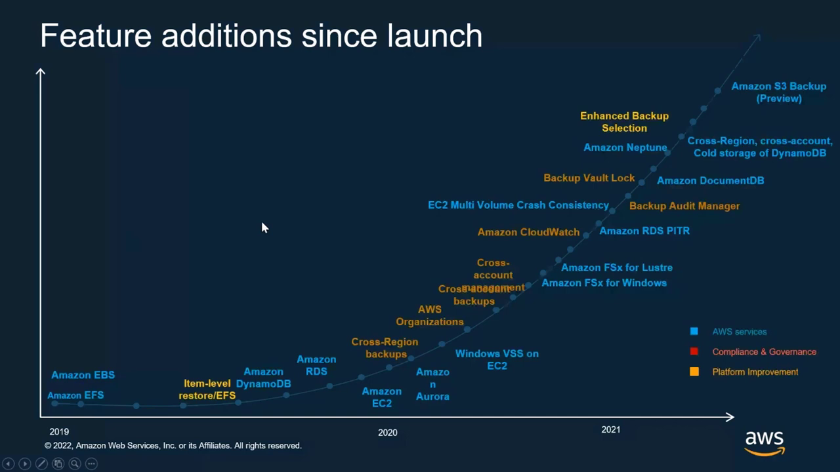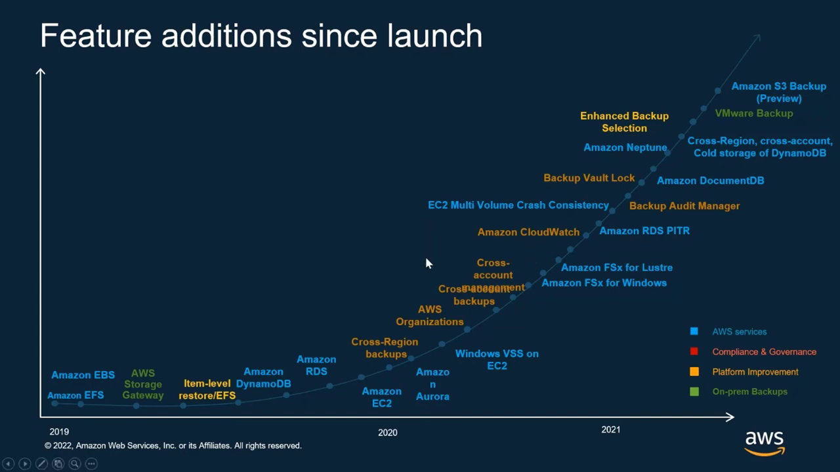Our third pillar of innovation is focused on improving the platform for AWS Backup so that our customers can have a simplified experience. And our final pillar of innovation has been focused around supporting backups outside AWS. In re:Invent 2021, we announced backup for VMware running on premises and VMware on cloud.